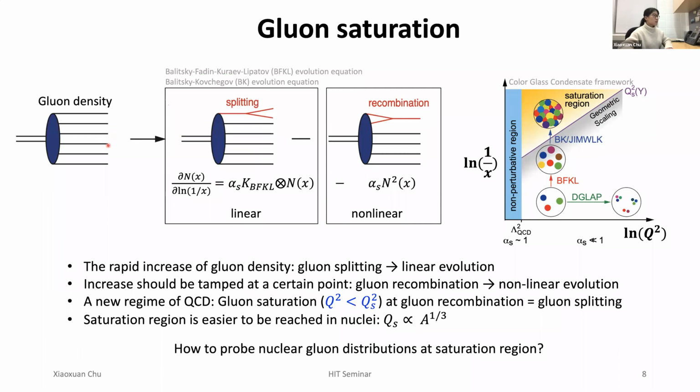So the gluon density at the small x and small Q square regime is actually a combination of gluon splitting and gluon recombination.